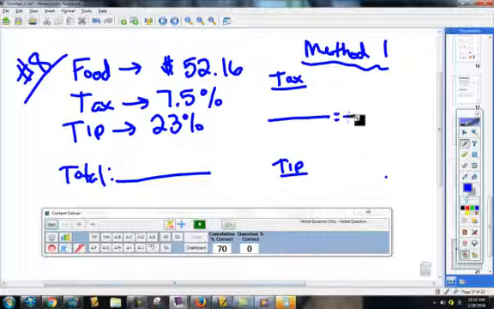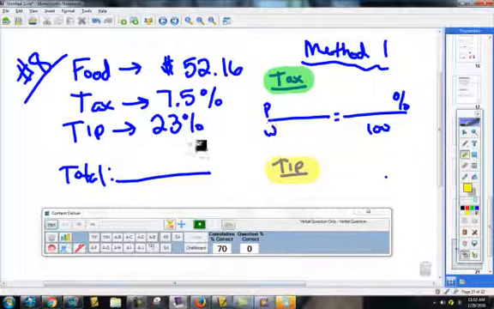Okay? It's good to label them too, guys. We know this is going to be part to whole equals percent over 100. I do this every time. I label tax and I label tip because I don't want to get confused and do the same one twice, or weird things can happen. So I always like to keep everything kind of organized. Now I'm going to go ahead and put 7.5 there because the percent always goes there.